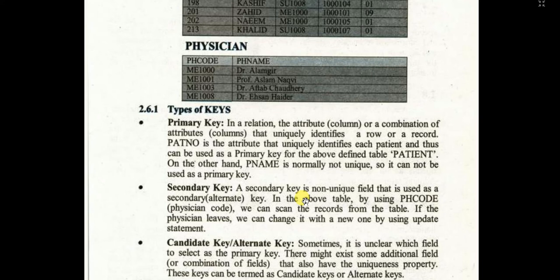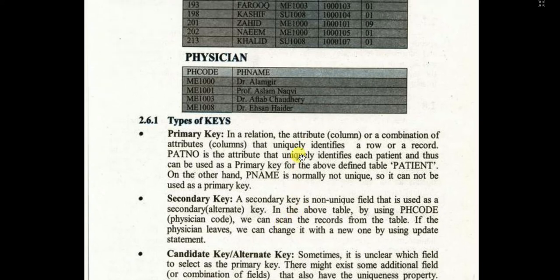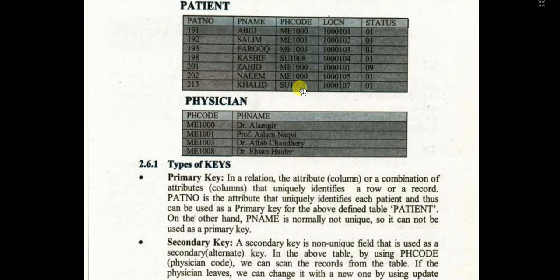So basically, it is an attribute or set of attributes that can be the basis for retrieval, and it is also possible that it is non-unique. For example, if we have physician's code here, it is non-unique. Two records have that code, but it is non-unique, so we say that it is a secondary key. It is not a primary key. One secondary key value can refer to many records.